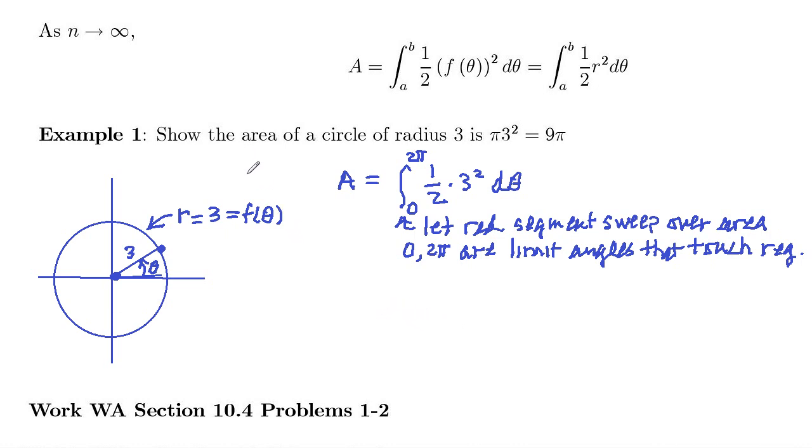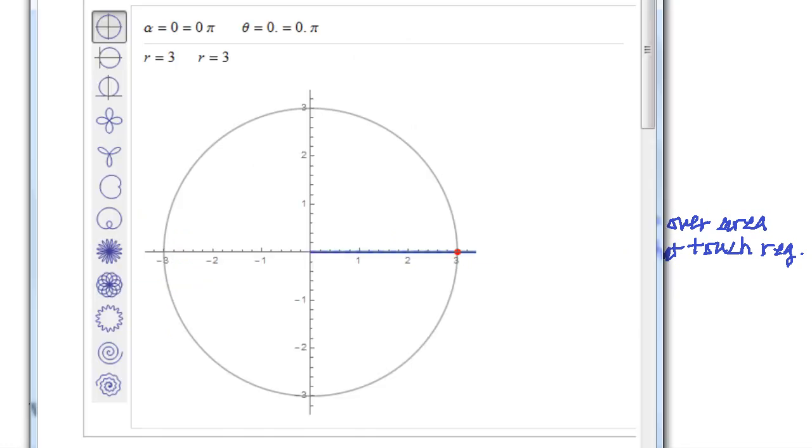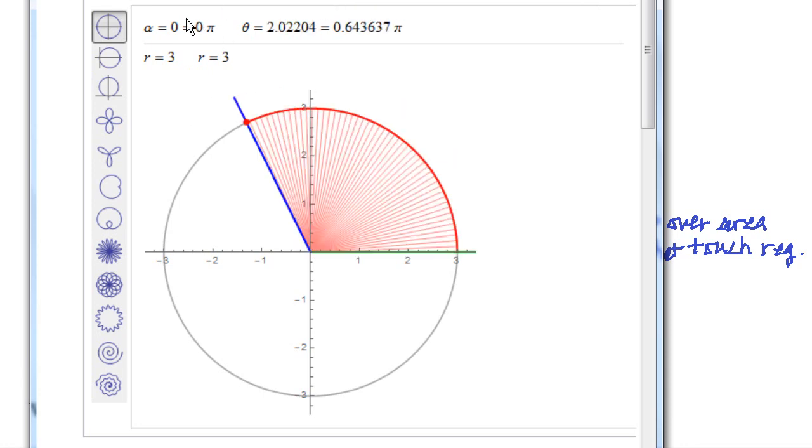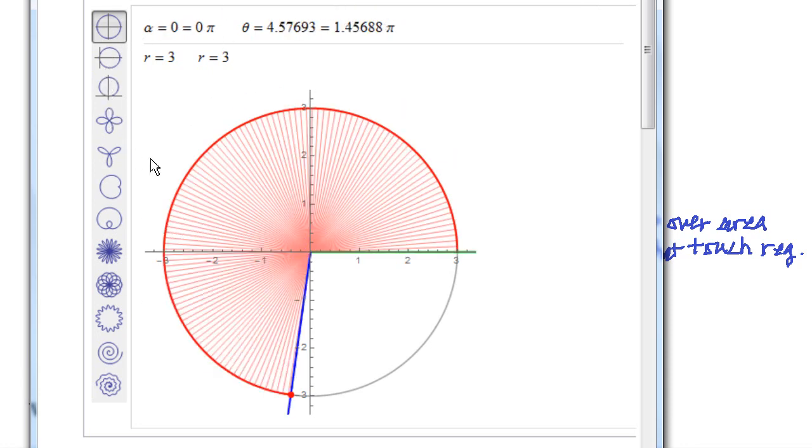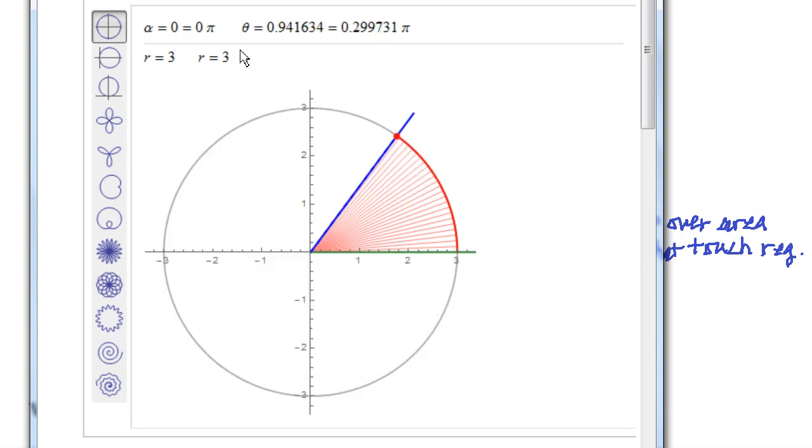So I can show you a quick Mathematica demonstration to show actually what we're doing when we let the radial segment sweep. So here I have a Mathematica demonstration that will show that general radial segment. So here's that radial segment from the center ending out at, this is our f of theta, r equals 3. That's the one we're working on. And this is what you want to picture in your mind. That segment sweeps over that. So you're adding up all those little slices of pie there.